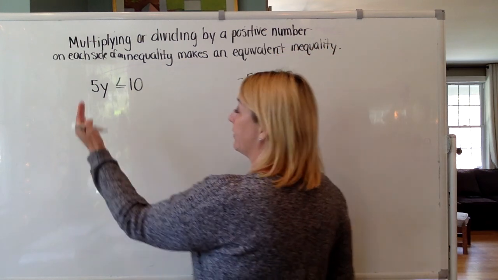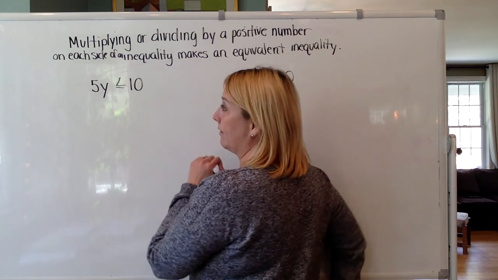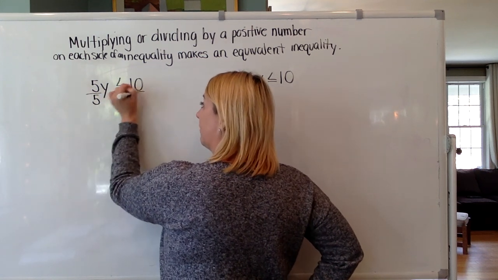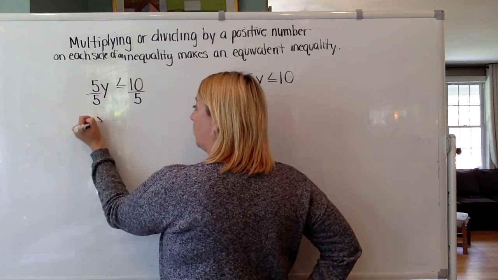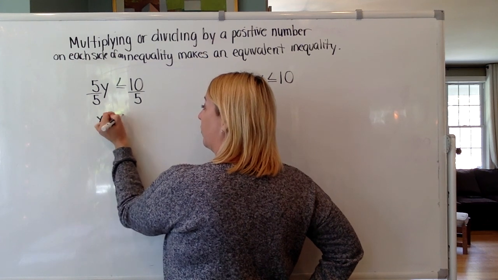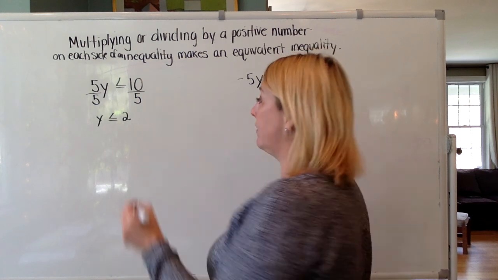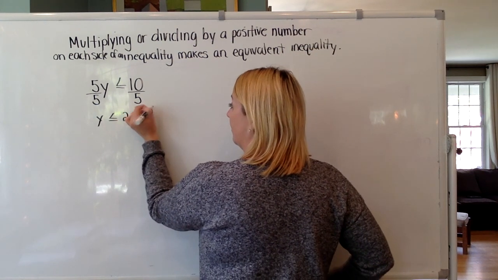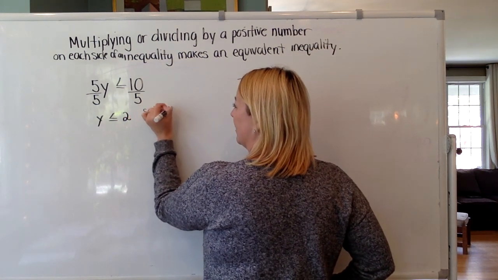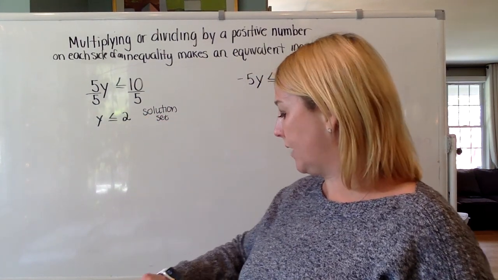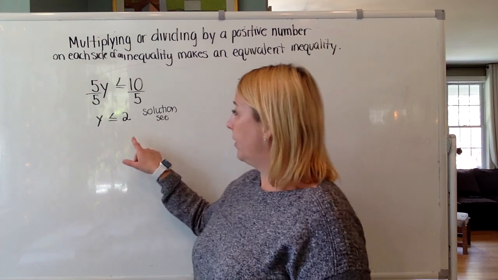So here's an example. I've got 5y is less than or equal to 10. I want to isolate y, so I'm going to divide by 5 so that I get 1y is less than or equal to 2, because 10 divided by 5 is 2. So this is my solution set, right? y is less than or equal to 2 for this inequality to be true, okay?